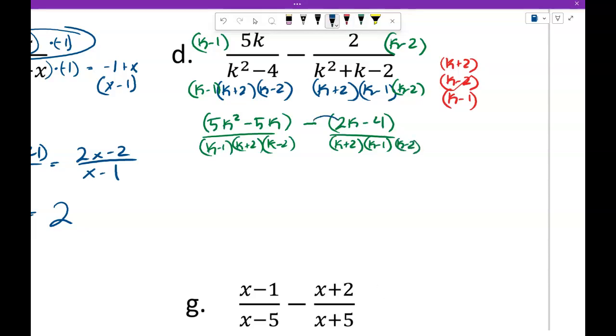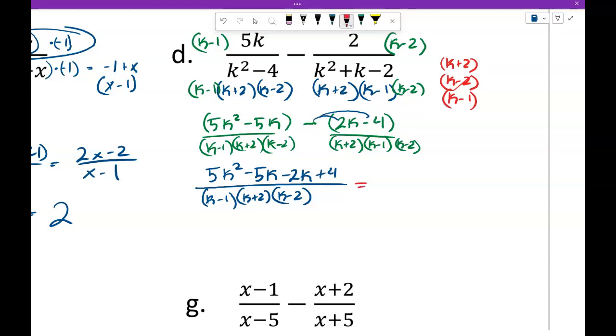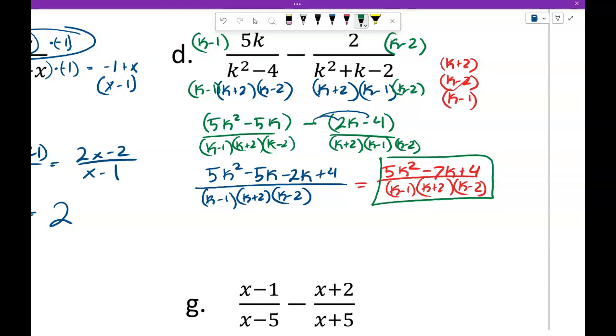Now remember, when we're subtracting, we will need to distribute that negative. We combine like terms. And we would normally see if we could factor our numerator to try and simplify, but it is prime and we're not able to factor it any further.